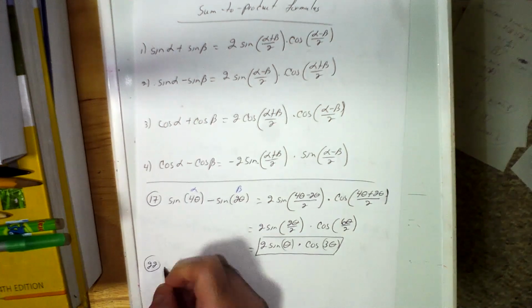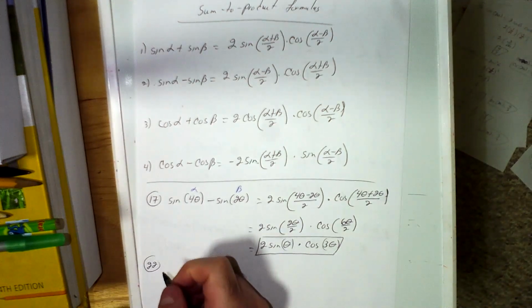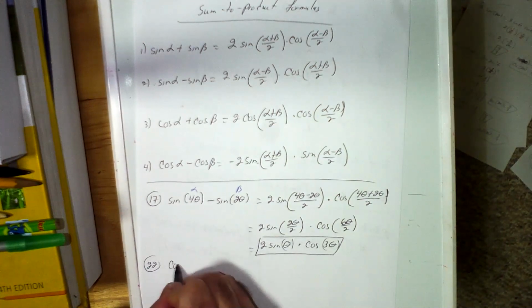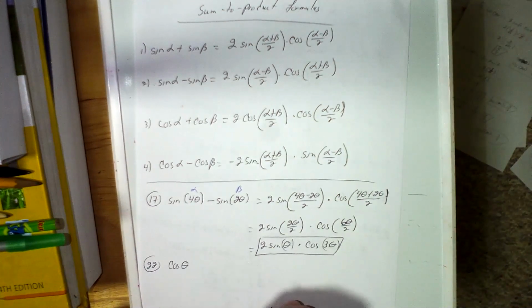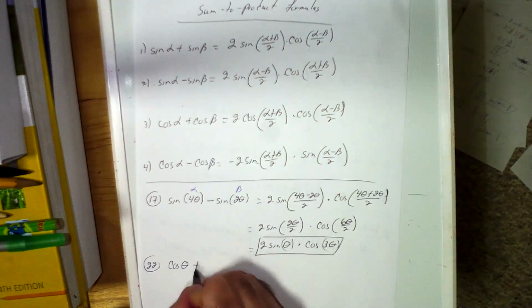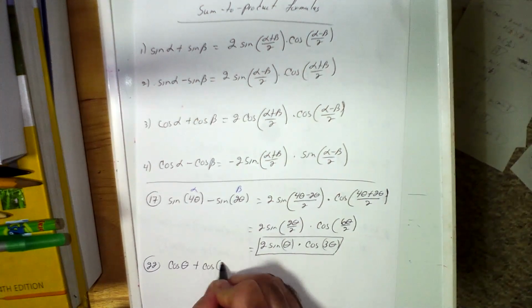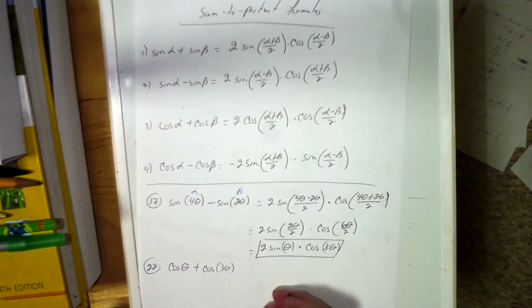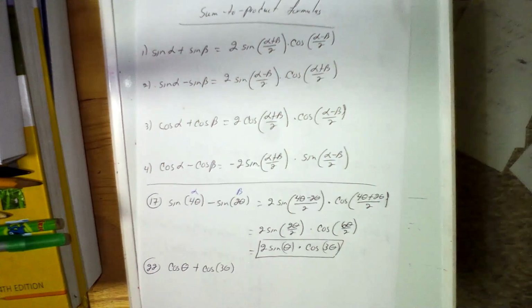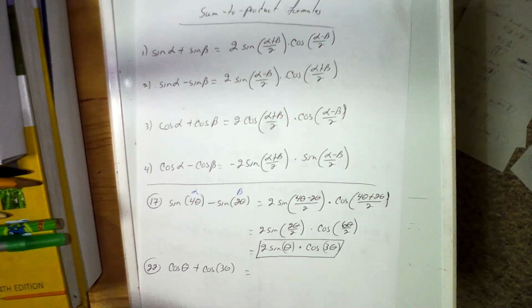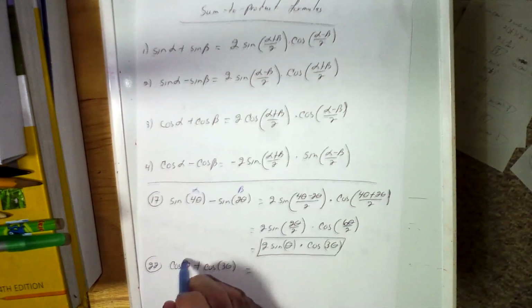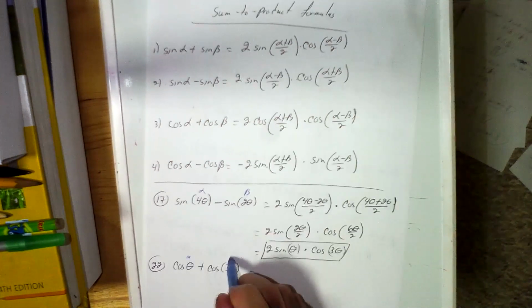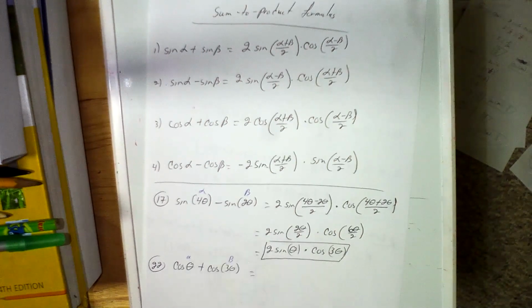All right, 22 reads cosine theta plus cosine 3 theta. Okay. So again, this is your alpha, and you got your beta. This is your alpha. This is your beta. Right, and we plug it in.